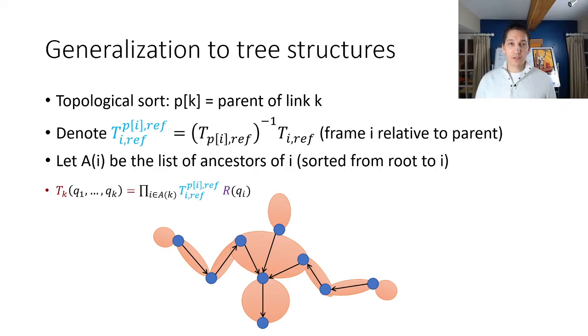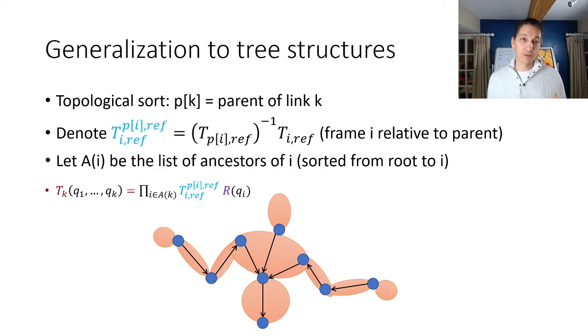So with this type of expression, we can generalize this to tree structures. This kind of serial robot formula only works when you have a serial robot. Instead, we're going to define something known as the topological sort, where the parent of link K is given by P of K. And the reference transforms that we're going to be looking at are the transforms from the link's reference system to its parent. Now, we can also define the list of ancestors of a given link. And with this definition, we have a very similar expression to what we had before.